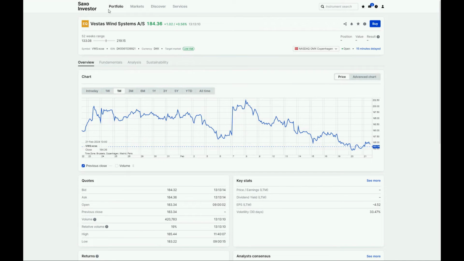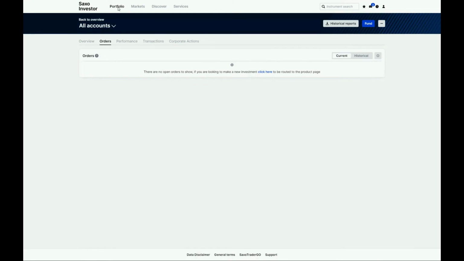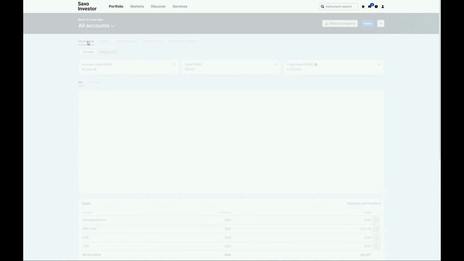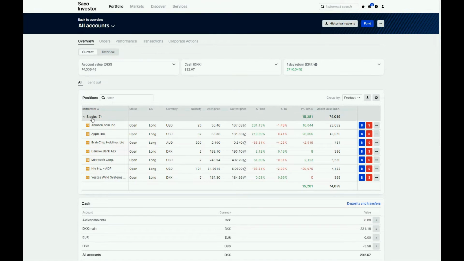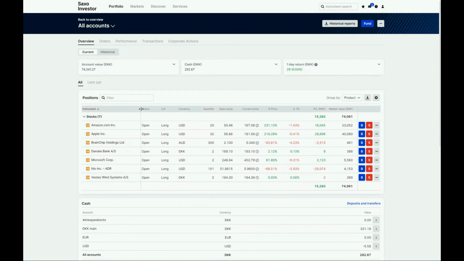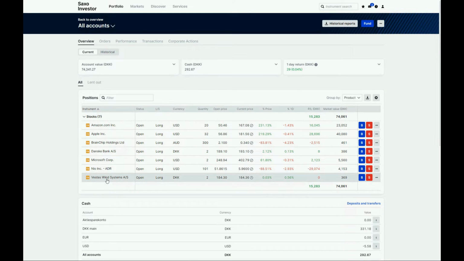Again, going to portfolio here in the top left corner, changing the view from orders over to overview. And in our portfolio now, we can see some of the previous stocks that this demo account has bought. And we can also see Vestas, the bottom one down here. And what it currently shows us is, well, Vestas, we have an open position.